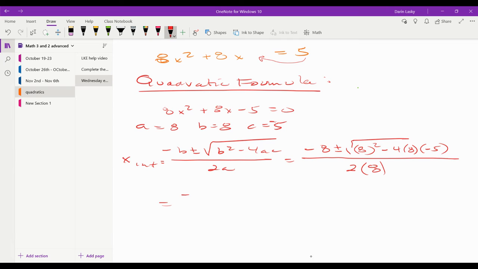So we've still got -8 plus or minus the square root of 64 minus, let's see, negative, this is positive 20. Yeah, it's positive 20 times 8, which is 160. So that's 64 plus 160, all over 16. I got this 160 by multiplying these out.